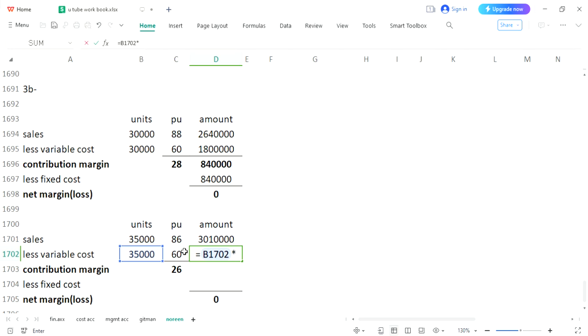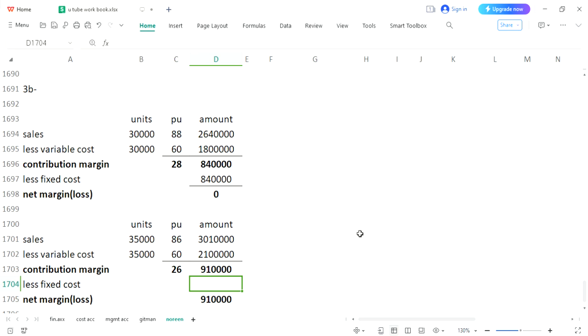So here you have got your variable cost as well. Now it's time to calculate contribution margin, which is the difference between sales and variable cost. Sales is 30 lakh 10,000 and you need to subtract variable cost 21 lakhs. So we have got 91,000 as our contribution margin.